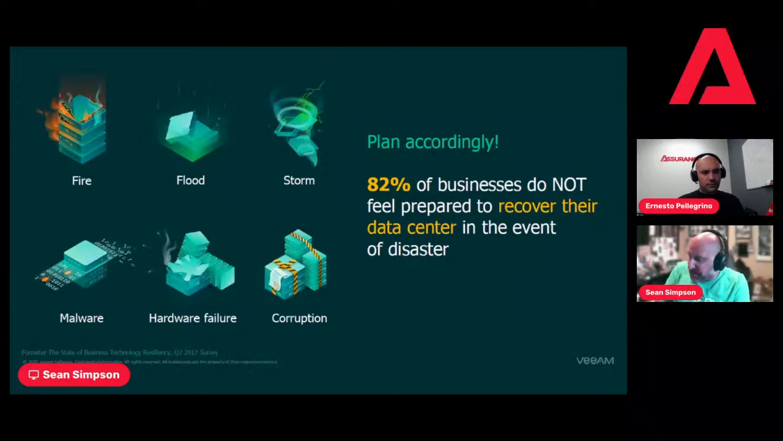When I fell into this business many years ago, if a company couldn't survive a disaster, most likely within the next year to year and a half, they were out of business. So it's very critical, whether it's a flood, a fire, a storm, malware, hardware failure, or corruption.